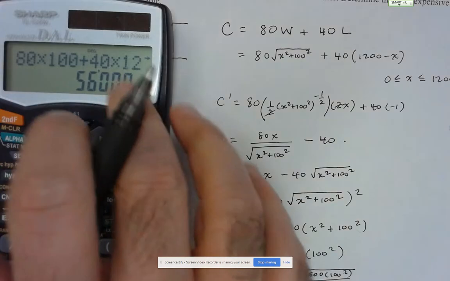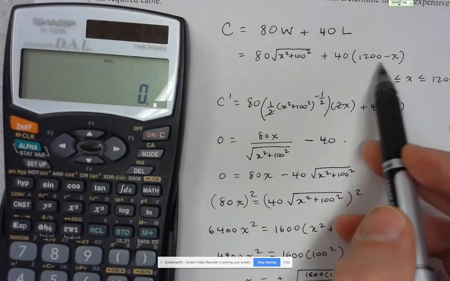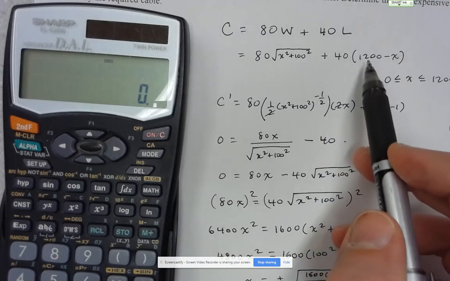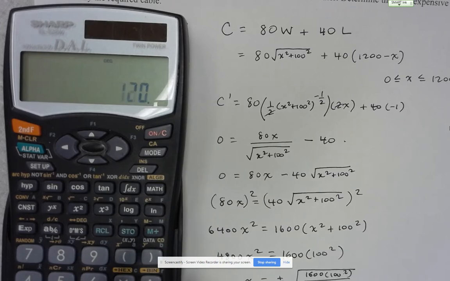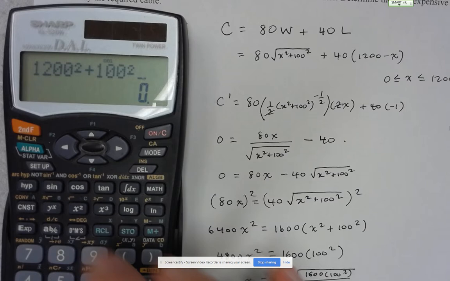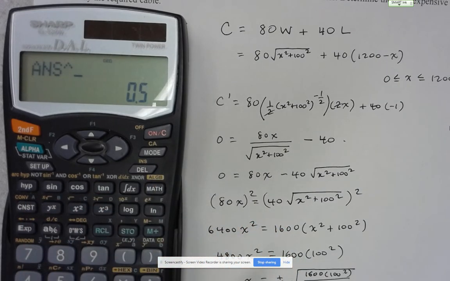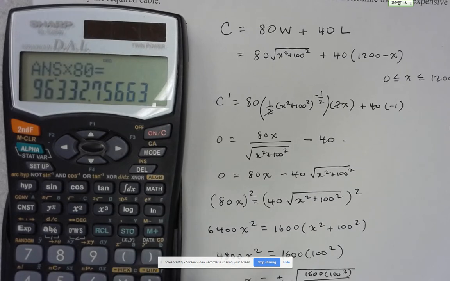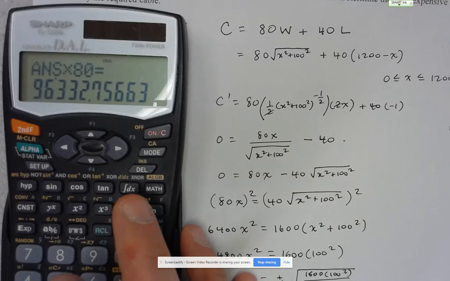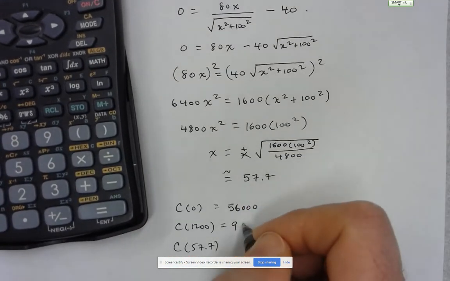Okay, let's check now with 1200. I see that this part here is just going to go to 0. So here we have 1200 squared plus 100 squared, take that to the exponent of 1/2 because that's what square root is, and times 80 is equal to 96,333. So clearly this is not the way to go.